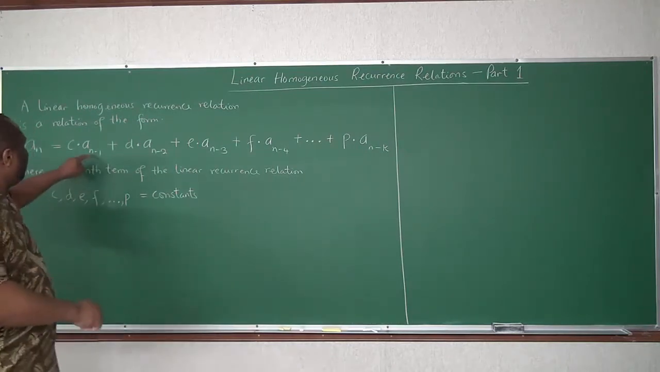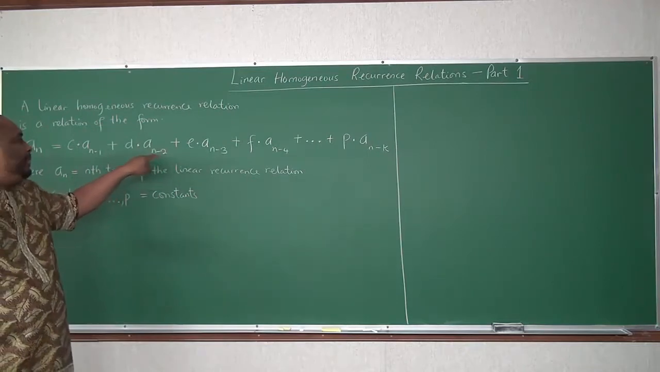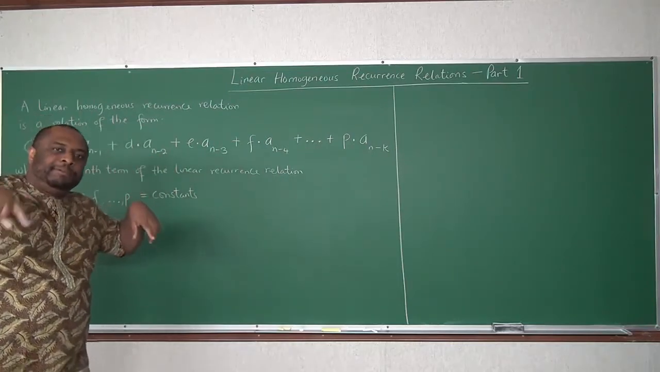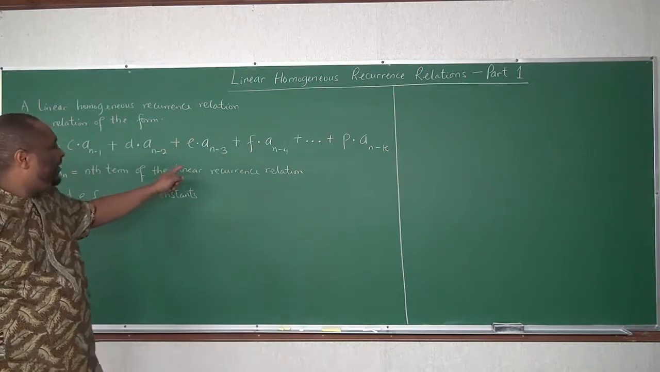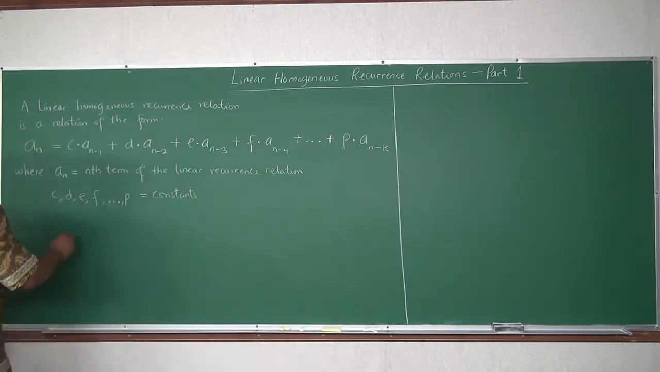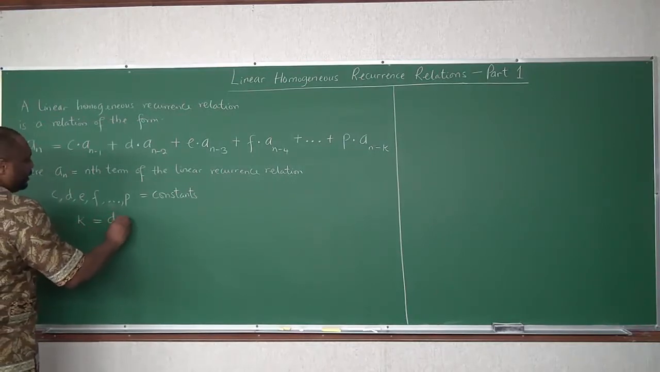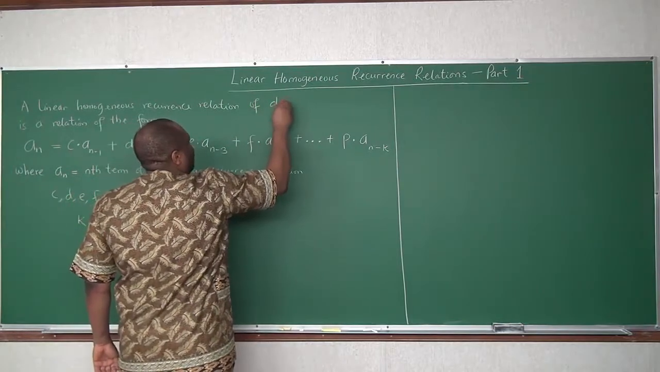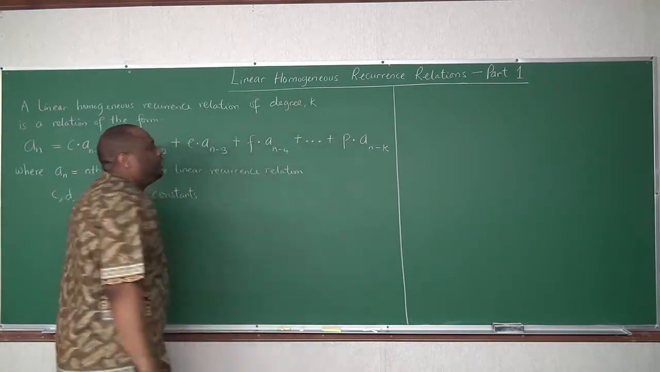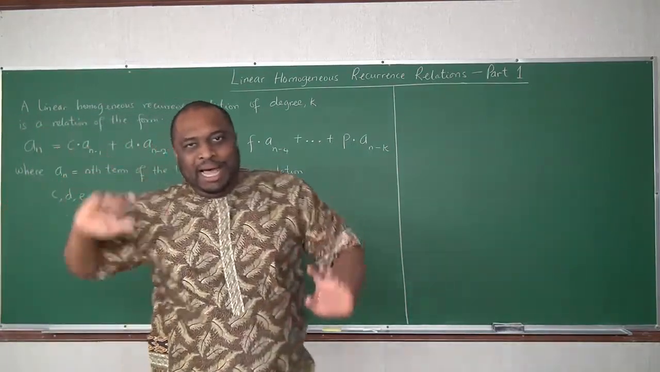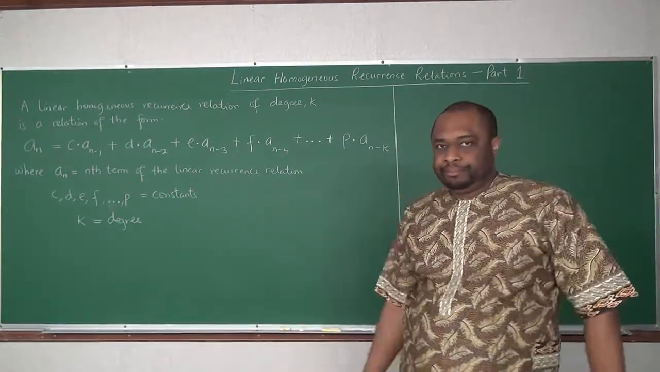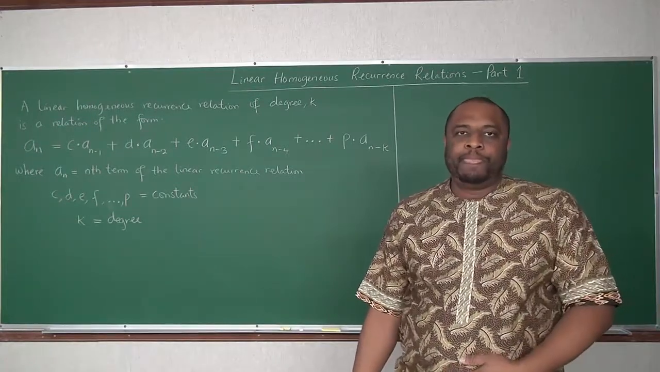And you can notice here n minus 1, the previous term, n minus 2, the term before the previous term, n minus 3, and so on, up to n minus k. k is the degree. So we can say linear homogeneous recurrence relation of degree k. When you look at the last term, it tells you what degree it is going to be.